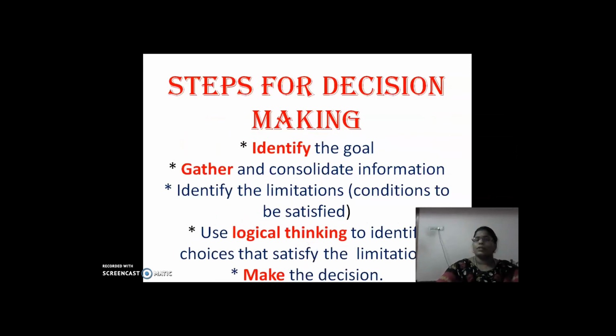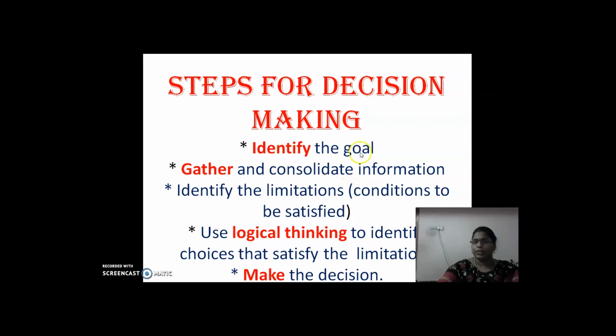Steps for decision making. First, you have to identify the goal. If you have a difficult situation or difficult task, you have to identify the goal. Gather and consolidate information. Identify the limitations, that means rules and conditions. You must follow the limitations. Then use logical thinking to identify choices that satisfy the limitations. You have to master logical thinking. Make the decision. These are very important for decision making.